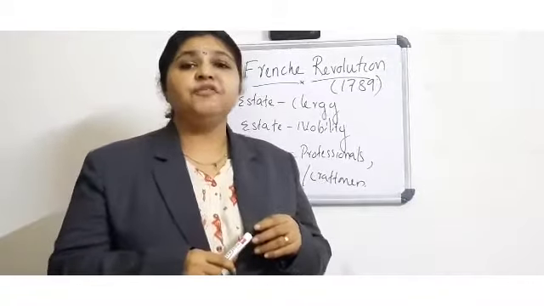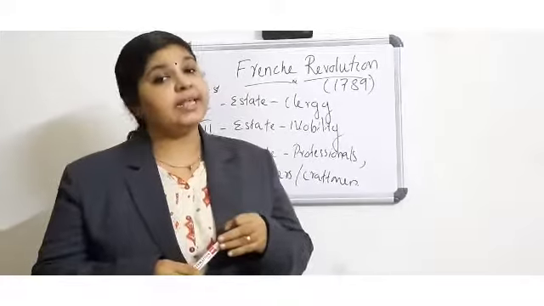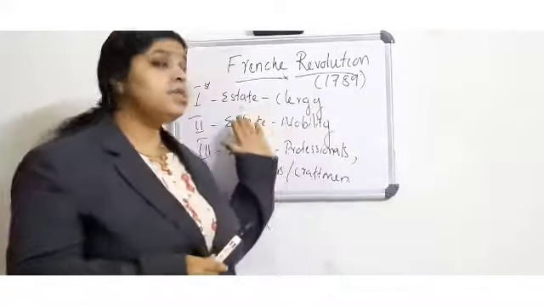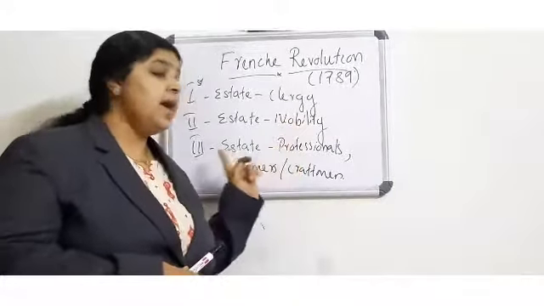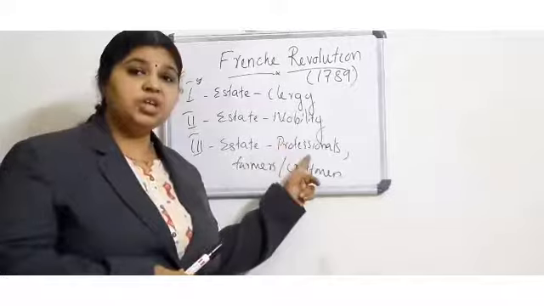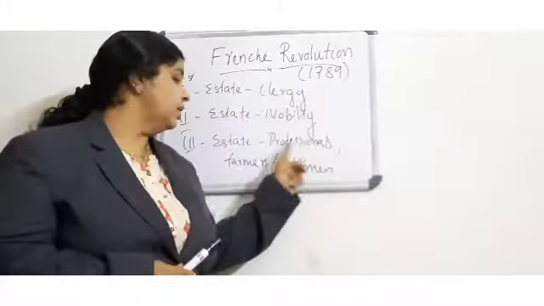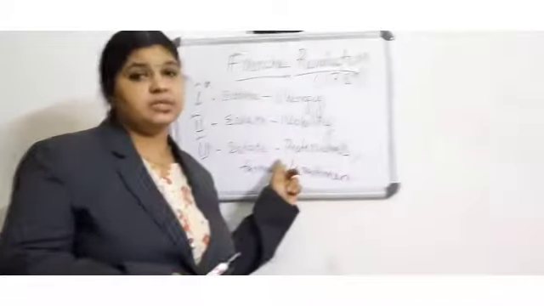Not only that, French society was divided into 3 strata called estates. The first estate consisted of the clergy, the second estate the nobility, and the third estate the professionals. Professionals like teachers, doctors, lawyers. Not only that, farmers and craftsmen were also included in the third estate.